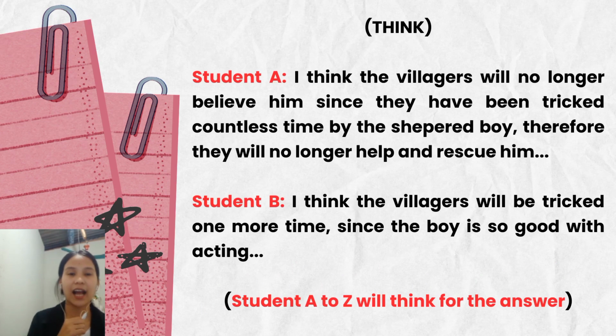So, dinhi nga part, mag-think na kay naka-ask of questions na si teacher. So, si student A to Z will think for their own answer. Again, individual pa sila dinhi. So, si student A might think that the villagers will no longer believe him since they have been tricked countless times by the shepherd boy. Therefore, they will no longer help and rescue him. Student B might also think that, I think the villagers will be tricked one more time since the boy is so good with acting. So, maglahi-lahi ilang answer ani. And they are going to create their answers individually. So, mag-think sila og ilang answers ani. Individual pa sila ani nga part.